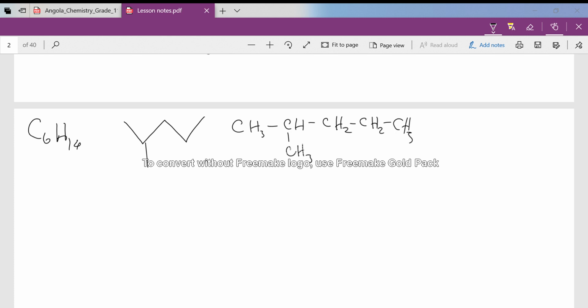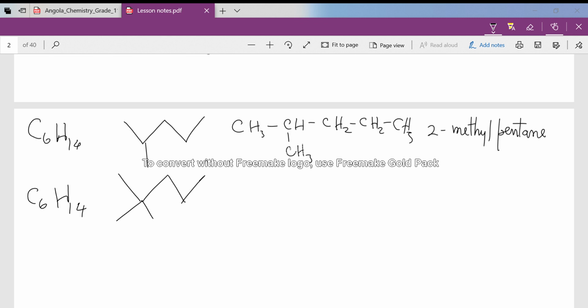The third one could be still C6H14, and it could be this isomer. This is 2,2-dimethylbutane. Let me just write the name of this: dimethylbutane, or the name could be isohexane.